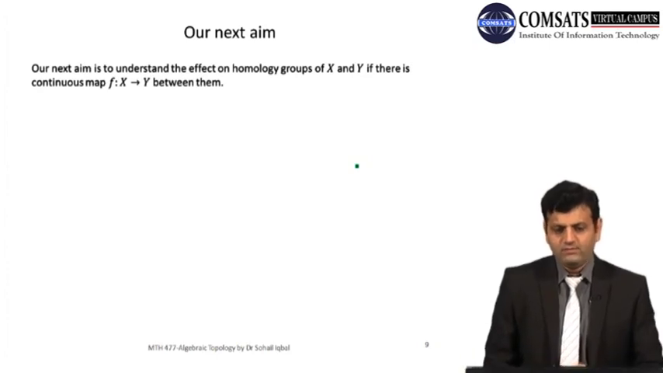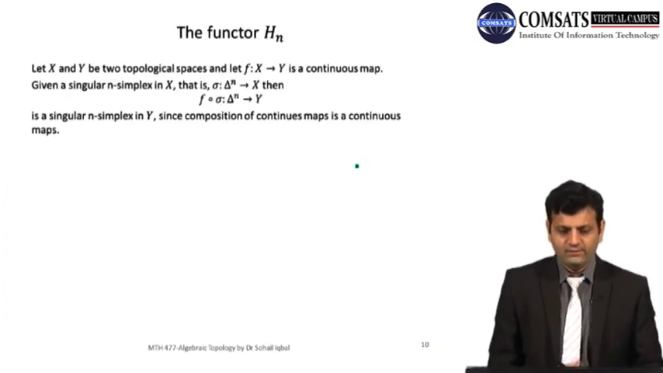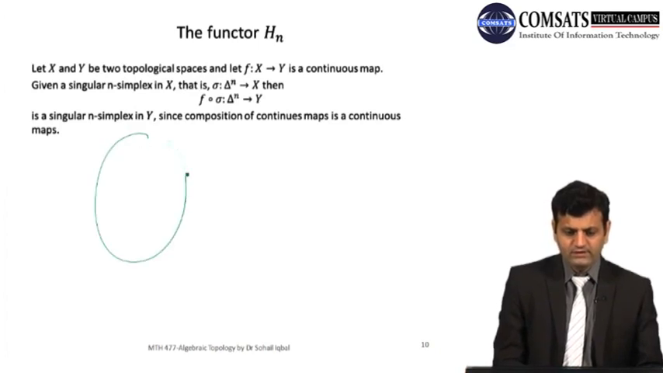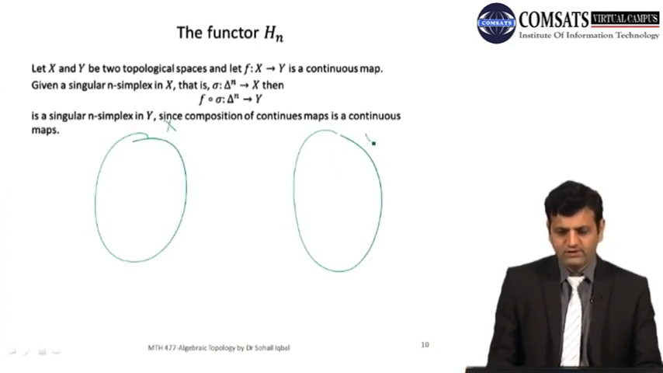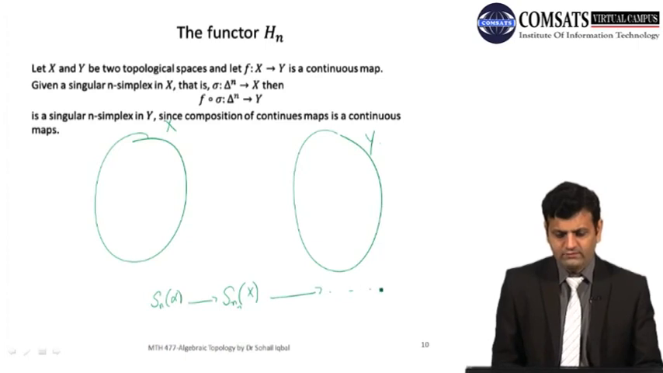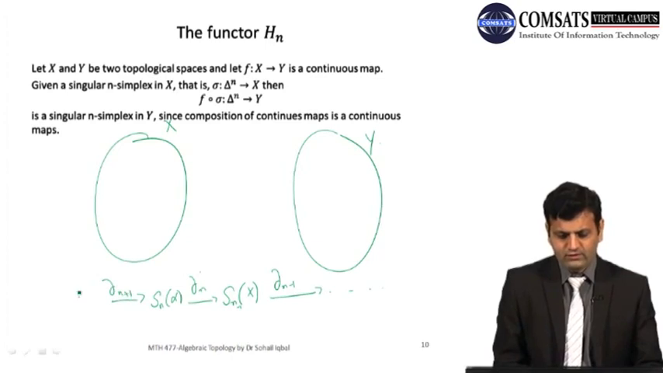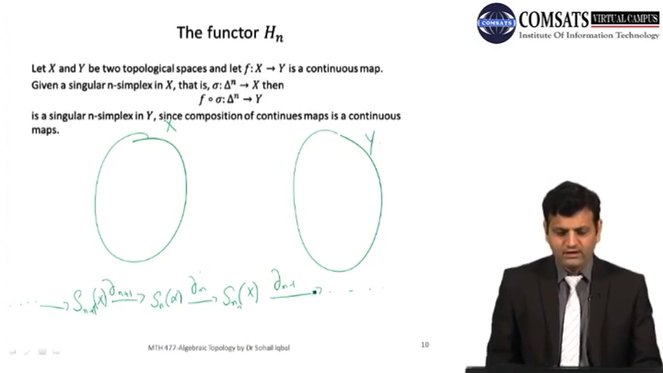Okay, so our next aim is to understand the effect on the homology groups of X and Y if there is a continuous map from X to Y. So let's see what happens. We have a topological space X, and a topological space Y, and when we are calculating the homology, we have to calculate Sn(X), Sn-1(X), and so on, and we have the boundary maps, Sn+1 and so on. So we want to calculate these groups, and we want to calculate these maps as well.